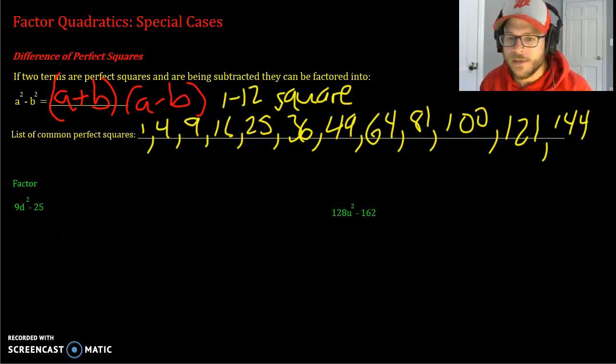You at least need to have, at a bare minimum, these perfect squares memorized, so that as soon as you recognize these numbers, you automatically think, okay, this is the difference of perfect squares. I'm going to take the square root of each of these and get an addition and subtraction binomial.